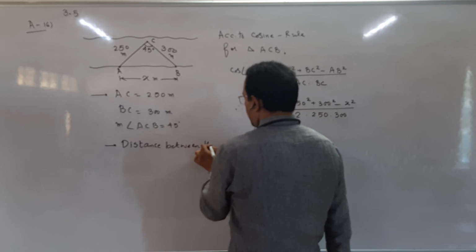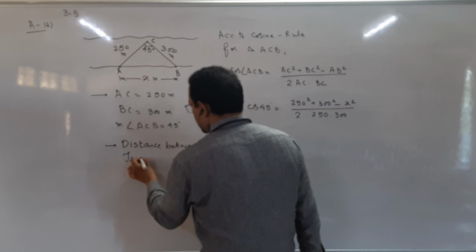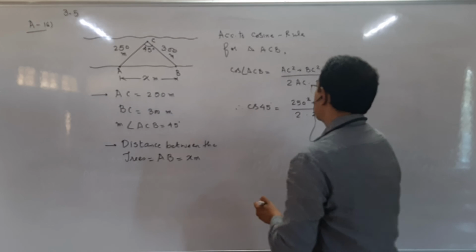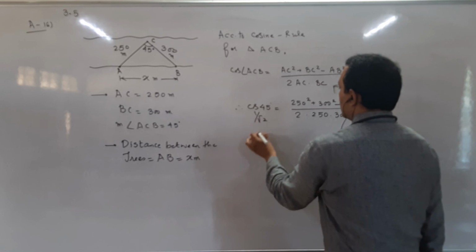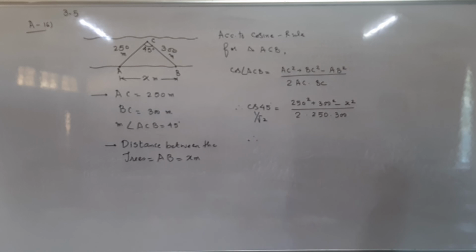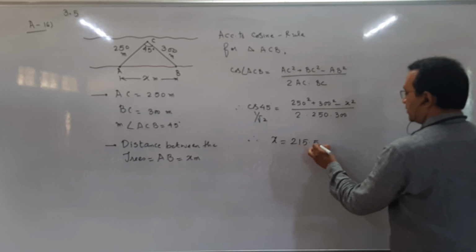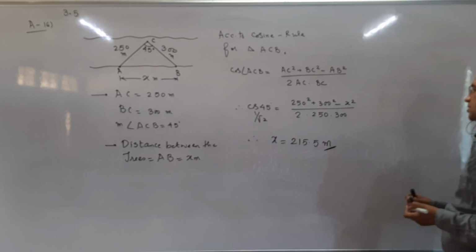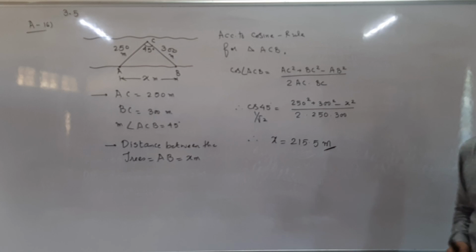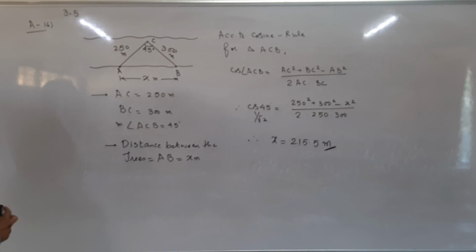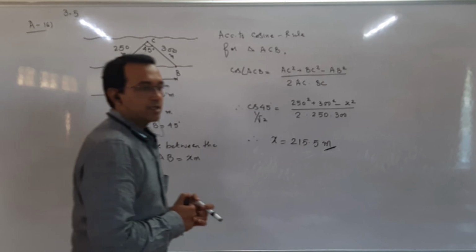Distance between the trees is AB is equal to x meters. Now cos 45 is 1 by root 2. Simplifying with the help of a simple calculator, we get x is equal to 215.5 meters. That much I can leave for you to calculate, students, because you have to calculate using your simple calculator.